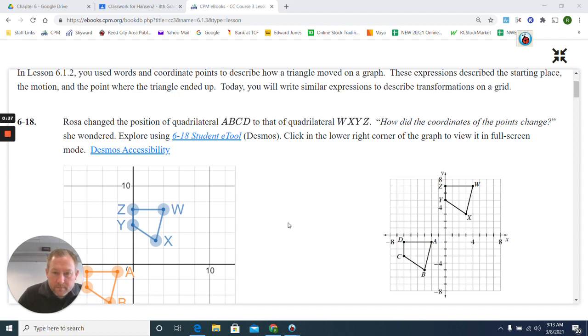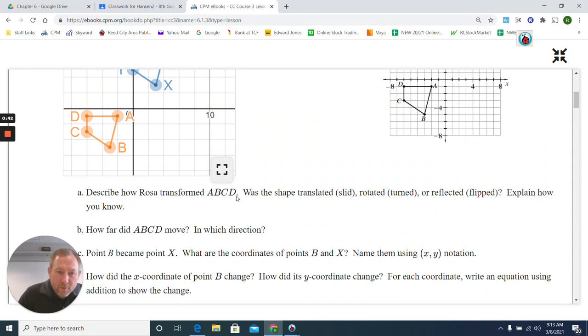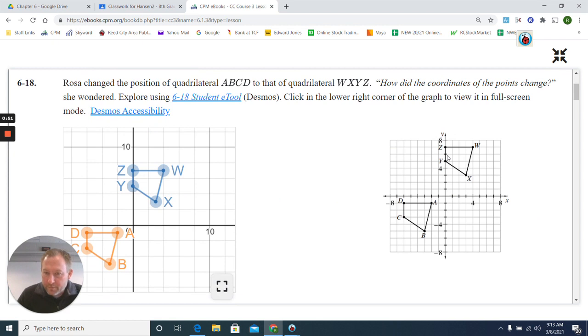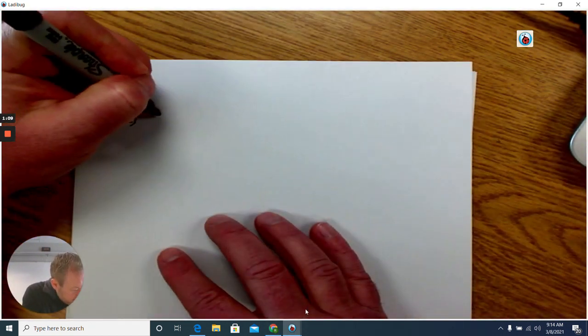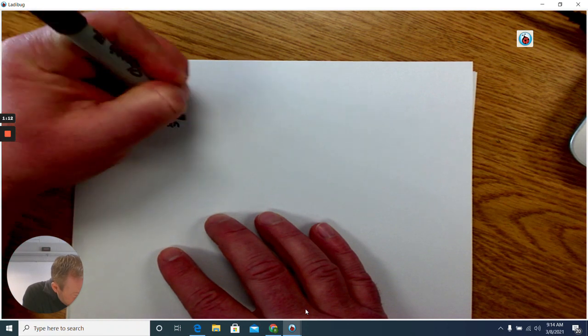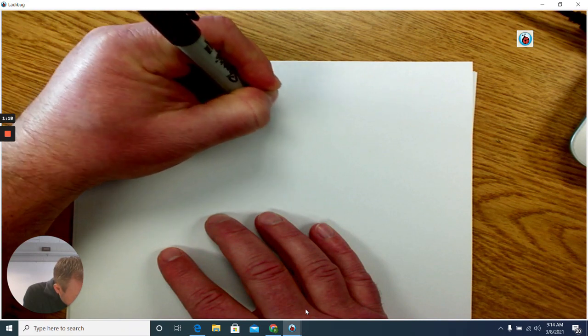Okay, so part A says describe how Rosa transformed quadrilateral ABCD. Was the shape slid, turned, or flipped? Explain how you know. Well, if you look, the short side, CD, stays on the left. The diagonal stays on the bottom. So this did not turn, it did not flip, it just simply slid. So we're going to write that it was translated, which means slid.